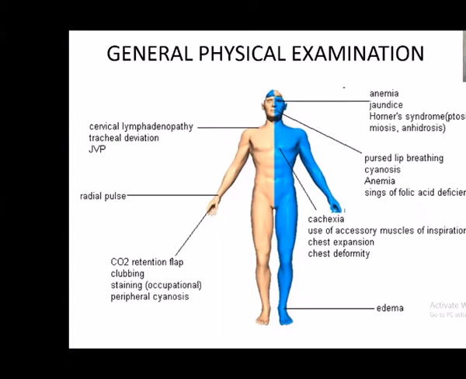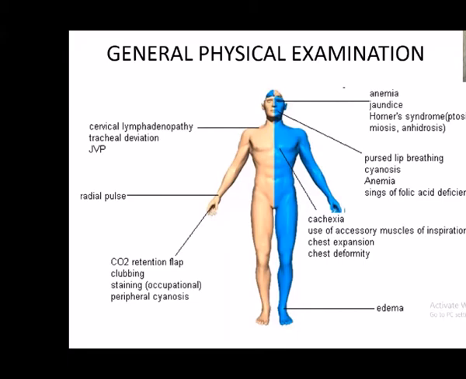Then pursing of the lips, typical of emphysema, cyanosis, which can be central or peripheral, anemia, and then, for instance, cervical lymphadenopathy. Trachea is a part of chest examination. JVP you should be checking, radial pulse, blood pressure, and again in the hands, there are very important findings. For instance, you can have flapping tremors if there is carbon dioxide retention, hypercapnia, you can have clubbing, you can have staining, particularly nicotine stain, that you have to mention. Peripheral cyanosis, the patient may look emaciated, suggesting TB or lung cancer.